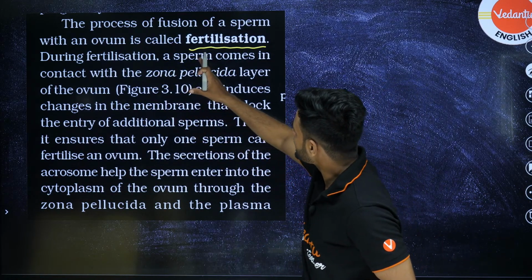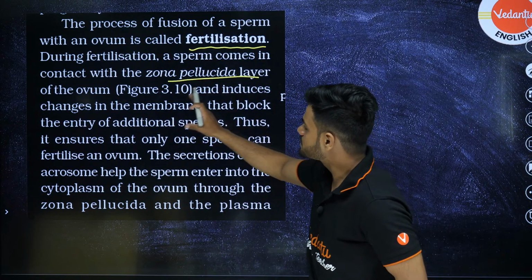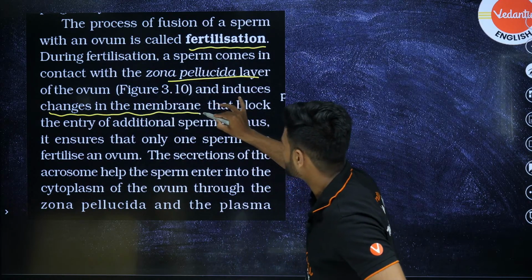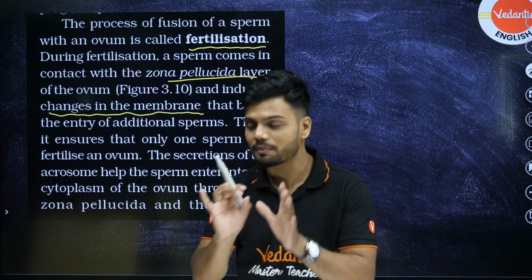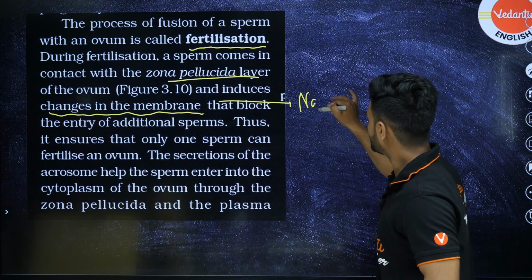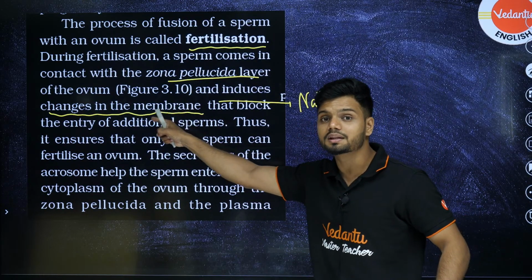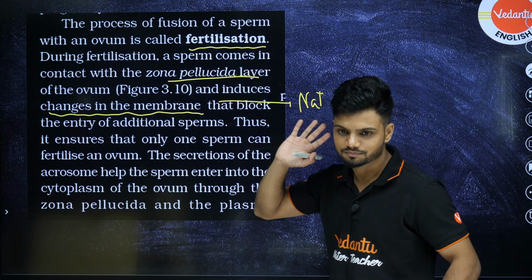During fertilization, a sperm comes in contact with the zona pellucida layer of the ovum and induces a change in the membrane. Can you see here? What is the change in the membrane, students? The change in the membrane here is depolarization of the membrane because of sodium channels. NCERT is mentioning the line, but it is not explaining it to you. Okay.